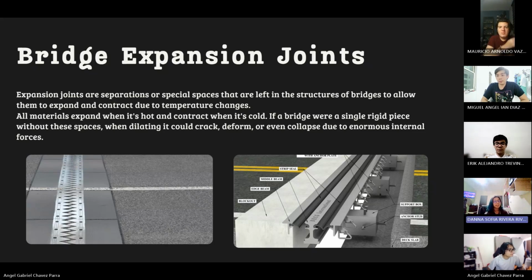Bridge expansion joints. Expansion joints are separations, special spaces that are left in the structure of bridges to allow them to expand and contract due to temperature change. All materials expand when it's hot and contract when it's cold. If a bridge were a single piece without this space, when dilating it could crack or deform due to enormous internal forces.